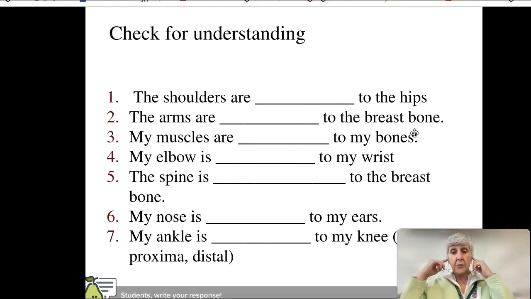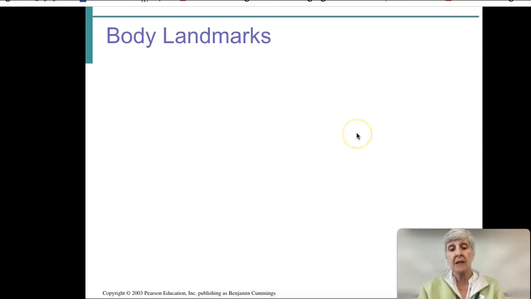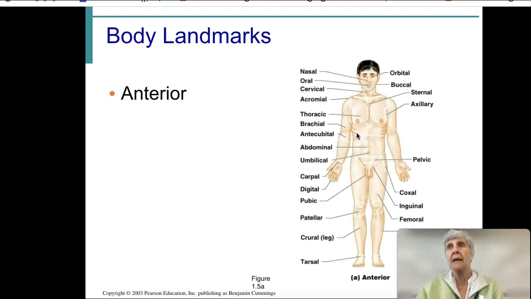My nose is to my ears. That will be medial. My ankle is to my knee. Using proximal or distal, my ankle is distal to my knee because it is further away from my hip bone.